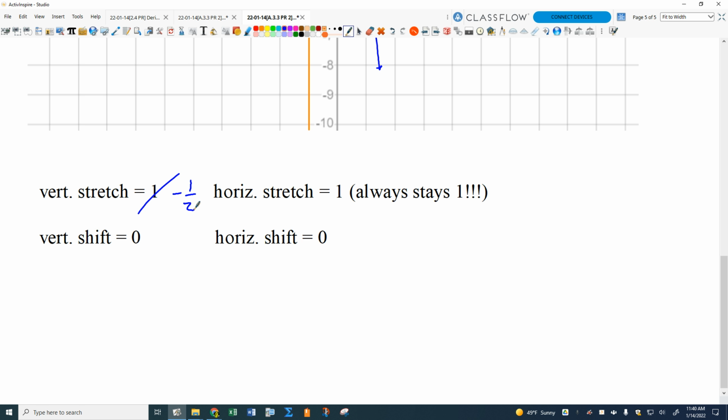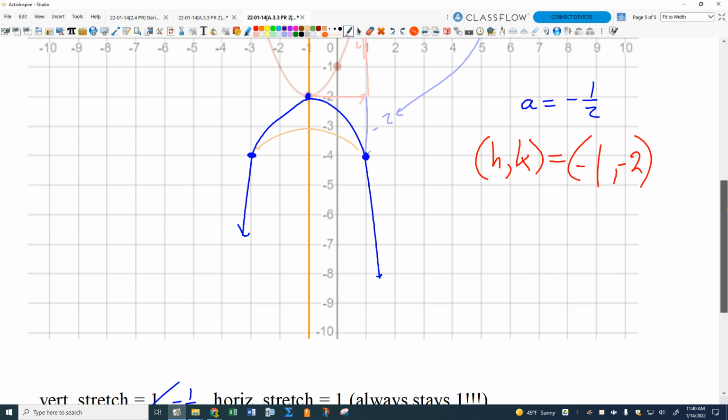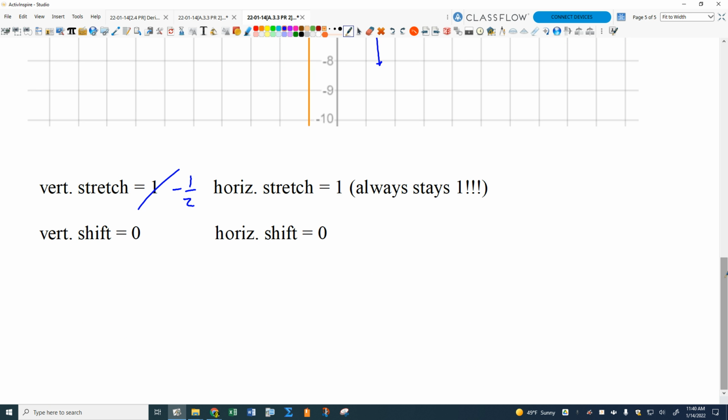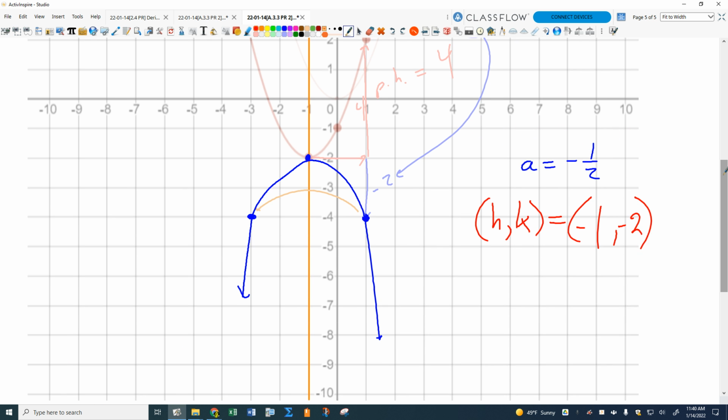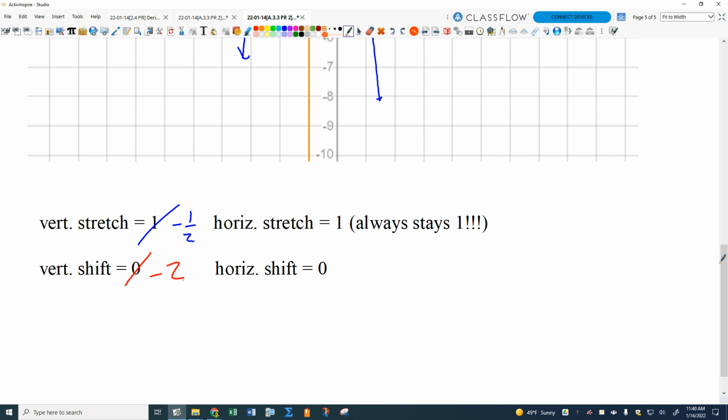What's the vertical shift based on our vertex? Everybody agree? -2? That's just going to be K every time. Okay, so we replace the 0 with the -2. And the horizontal shift would just be -1, wouldn't it? That's the x-coordinate of the vertex. That's h. So we replace that with a -1.